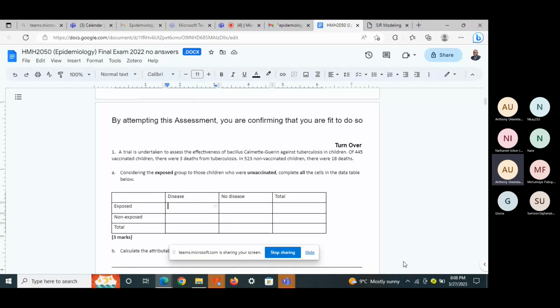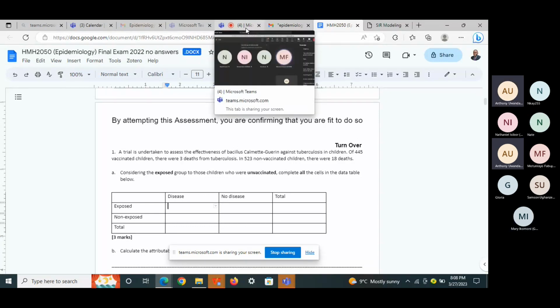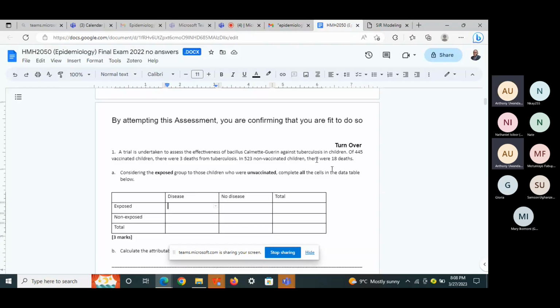I'm not seeing the screen. Is it too small? Can anyone see my screen? Yes, I can see it. Okay, so the person that cannot see, can you log out and join again?